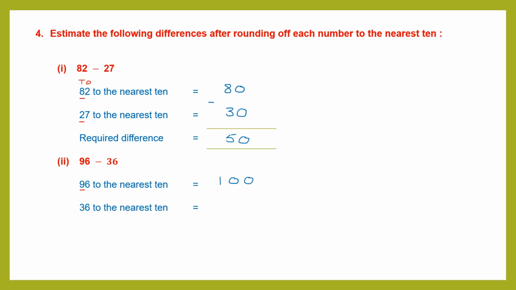Next one, 36 to the nearest 10. In the tens place we have 3. The digit to its right is more than 5. So 3 will now become 4 and then 0. Now we need to arrange it in the right place. Now to find the required difference, we have to subtract the two numbers. So 0. Now here 0 minus 4 you can't do, so you're going to borrow. So this becomes 10. 10 minus 4 is 6. So our required difference here is 60.